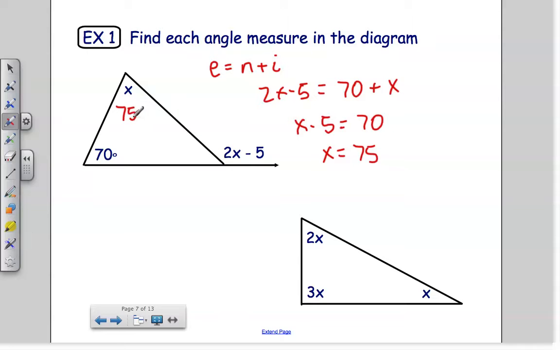That means this is 75 degrees, because that's X. 2 times 75 is 150, minus 5 is 145, and if you notice, 145 does equal 70 plus 75. And even if I wanted to find this angle, I know these two should add to 180, so this would be 35. Or I know these three should add to 180, and they do, if this is 35.